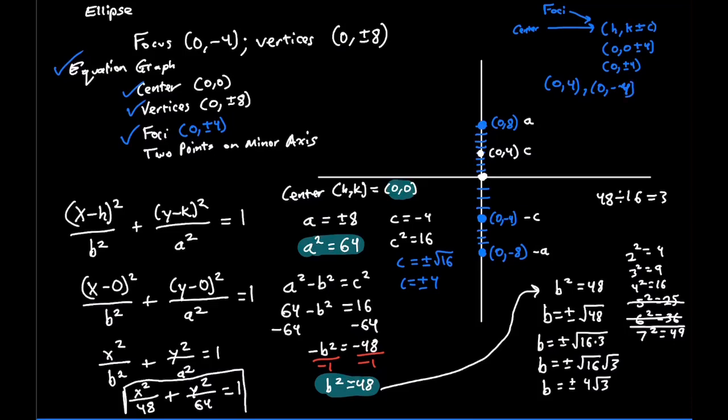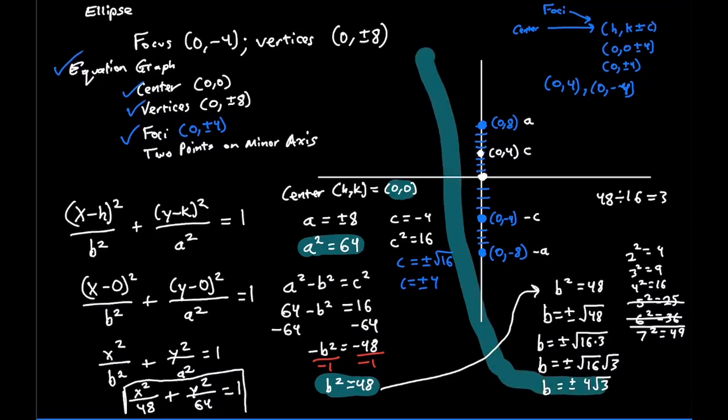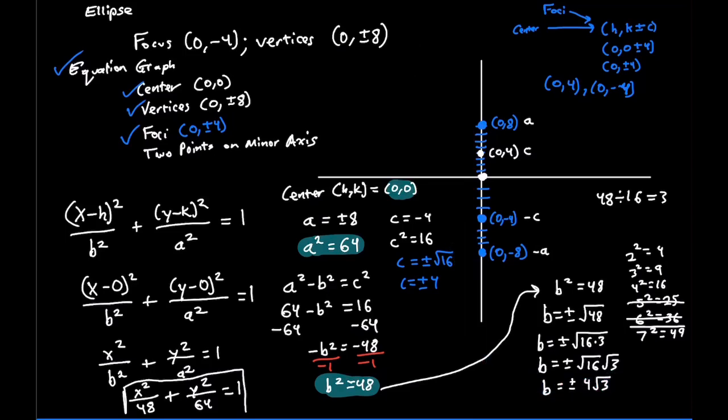Now, after that, we have to find the 2 points on the minor axis. What you want to do is come back here and look at b. Whatever this number is, as a decimal, it'll be easier to graph that. So what you want to do is find the decimal version of 4 times the square root of 3. Let's round it to one decimal place. That's approximately 6.9. So b here is approximately plus or minus 6.9. This will make it a little bit easier to graph.